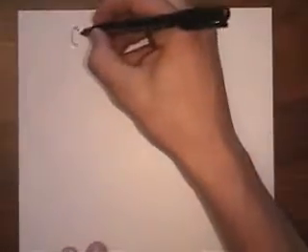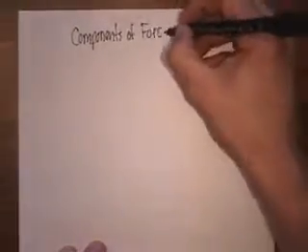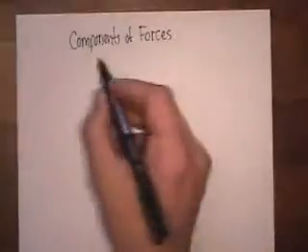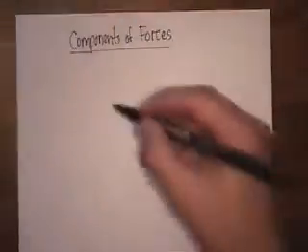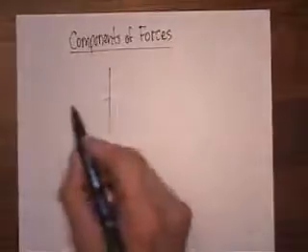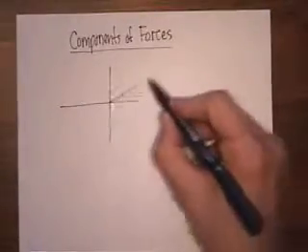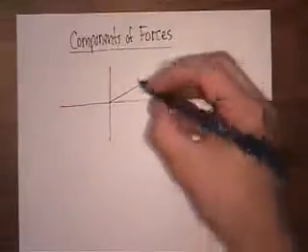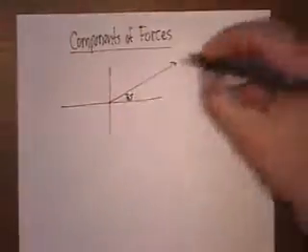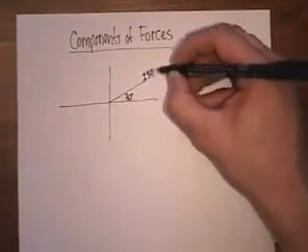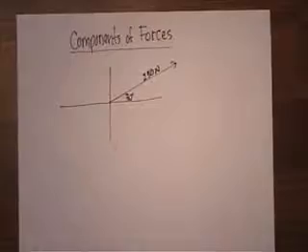Components of forces. What this means is that we're going to take some sort of a vector, and in this case we're going to pick a vector fairly straightforward. It's going to be in quadrant 1. I'm going to say it's 30 degrees, and I'm going to say that it's a force vector at 250 newtons.